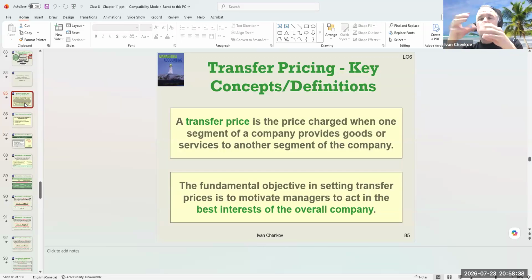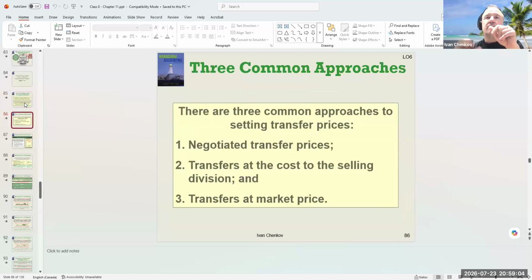Whether it's a multinational company or a national company, as long as there's one department that provides services or goods to another department, that's where the transfer pricing is gonna happen. The fundamental objective of transfer pricing is to create wealth for the company by motivating managers to act in the best interest of the corporation. There are three common approaches for the transfer pricing. One is the negotiated transfer pricing.